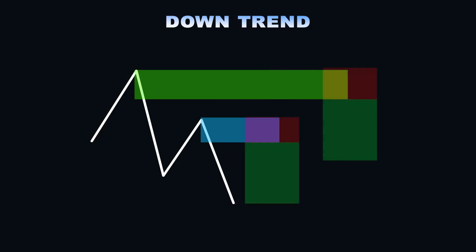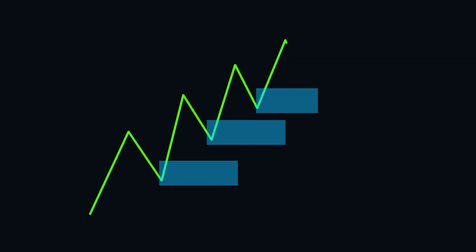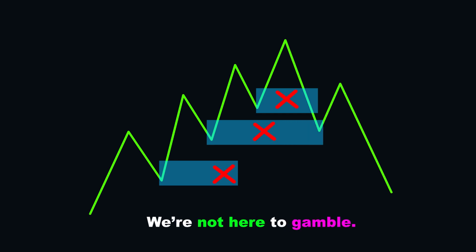You might think, why not place limits on both zones? The problem? If the first fails and the second fails too, that's two losses back to back. Try that on 3 or 4 zones in one day, and you could be down 3 to 4% just like that. We're not here to gamble. We're here to filter out weak zones and strike at the high probability one.